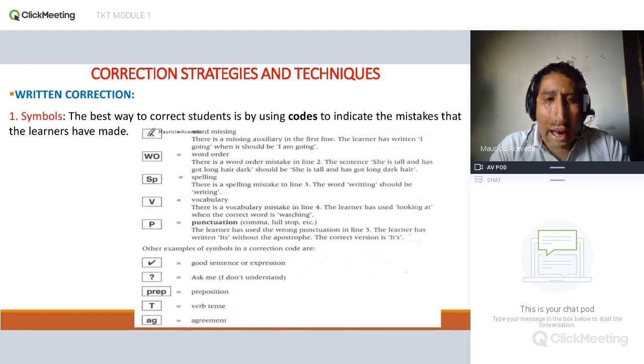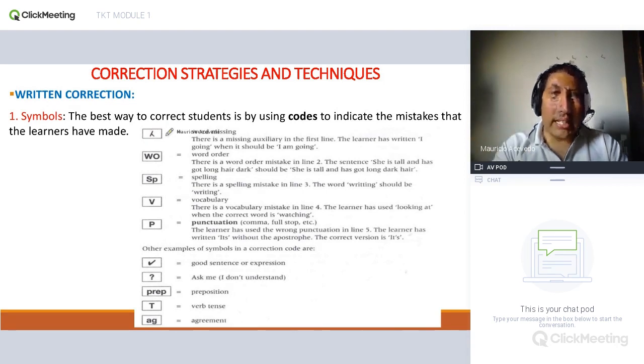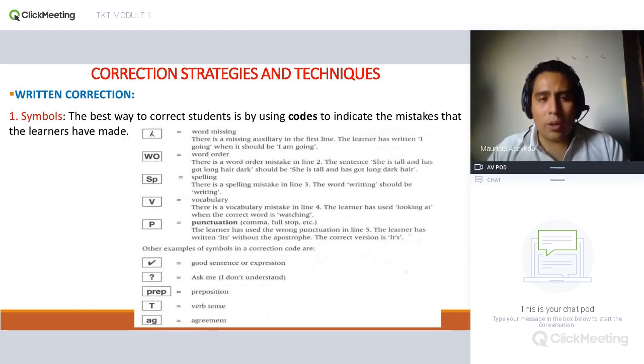Okay, so here we have an example of such symbols. There is like a kind of a B, kind of a Y inverted. Okay, I use it, or many teachers use it when there is a word missing or an auxiliary in the first line. Okay, like for example, I going when it's going. Okay, so you are missing the am. So a missing word or a missing auxiliary.